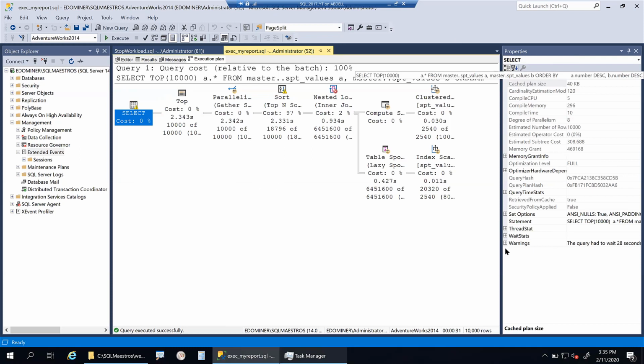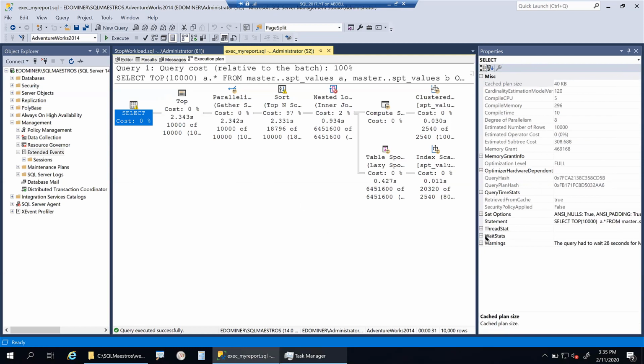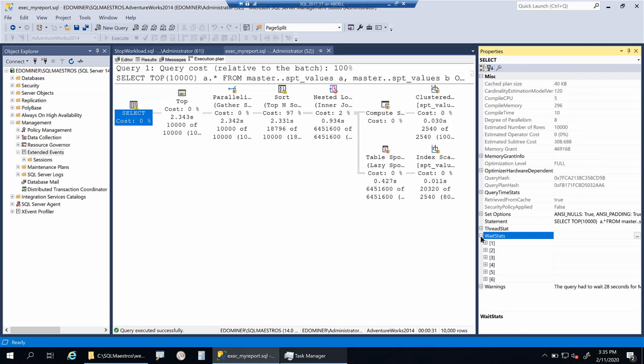And now watch carefully, starting from, if I am not wrong, maybe SQL Server 2016 onwards, I have the wait stats here. And if I expand wait stats, I can see all the different wait types that this query had encountered during its lifetime.